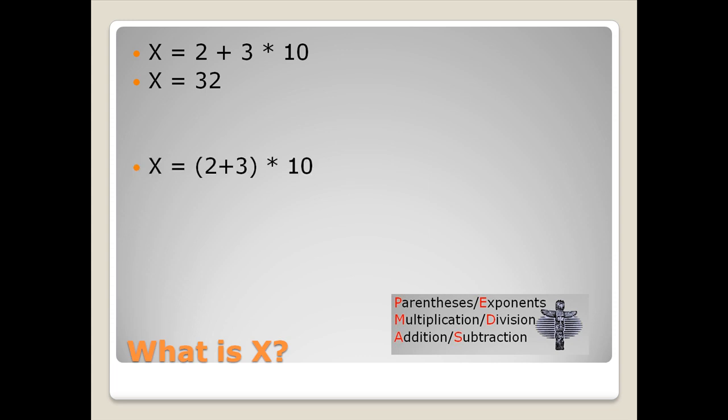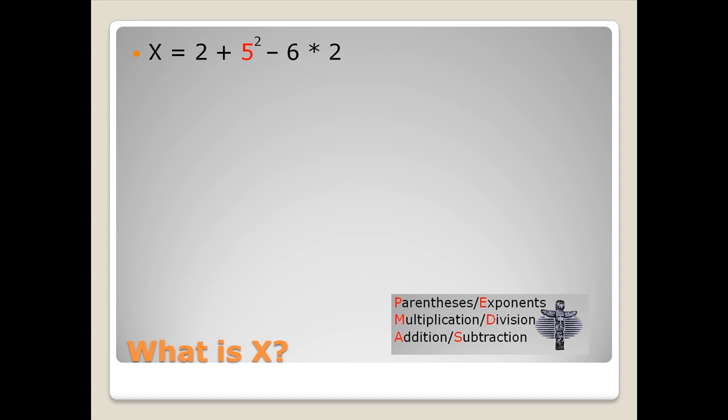Okay, now what if we did this? This changes things. We've added parentheses into the mix. Those are the highest on the totem pole, and those get first priority. So with that in mind, 2 plus 3 is taken care of first, and we get 5 out of that, times 10 is 50. So that would result in the 50.